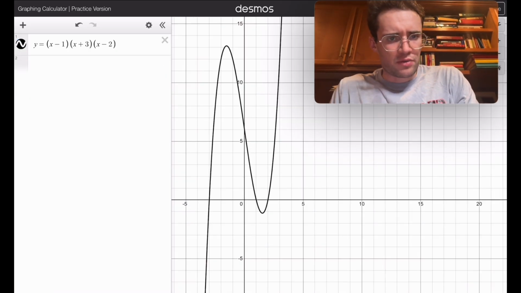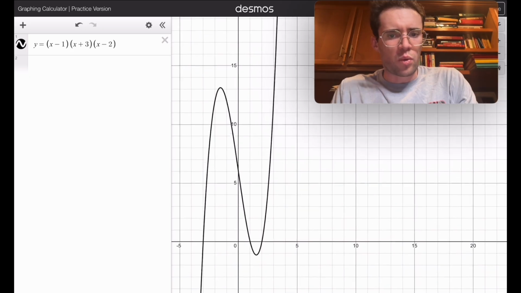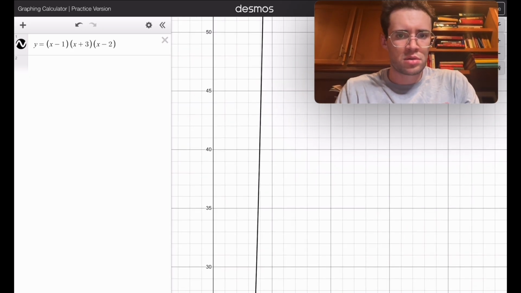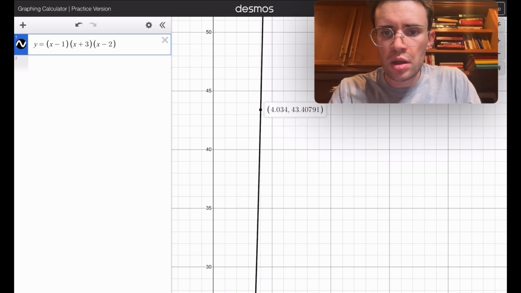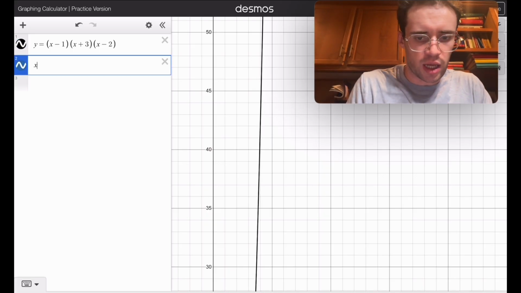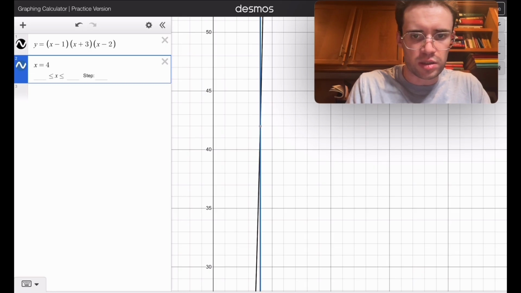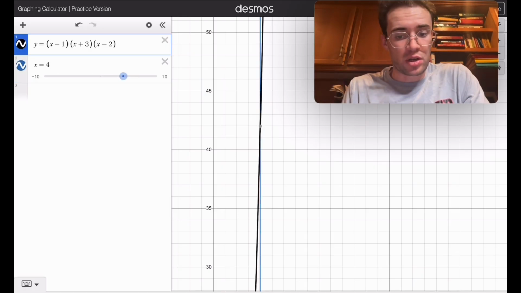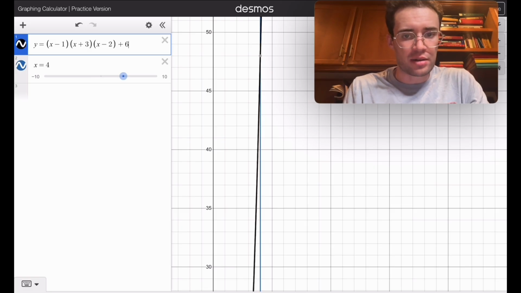But what were they asking for when x is 4? So you could just go over to when x is 4. That'd be here. X is 4, or you could even type it in here. You'd say x equals 4. You can see where that crosses, 4 comma 42. So that's for the f function. If you want to do the g function, you just add 6 to that, 48.